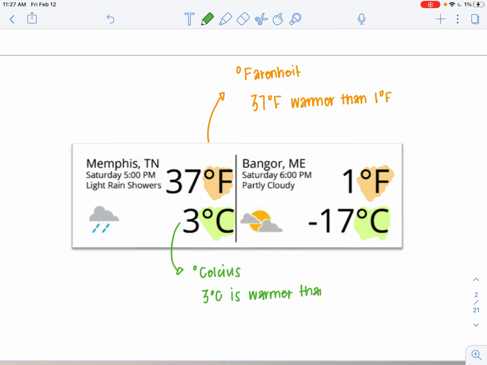And the reason why that's the case, and I might have said negative 17 degrees Fahrenheit, I meant Celsius. And the reason why that's the case is because negative 17 is a negative temperature. It is less than 0 degrees, which we're going to spend a lot of time illustrating today on a number line. But the takeaway here is that Memphis is warmer than Bangor, and we can prove that using both degrees Fahrenheit and degrees Celsius. Degrees Fahrenheit is what we use more often here in the United States, so it's probably what you're more used to.